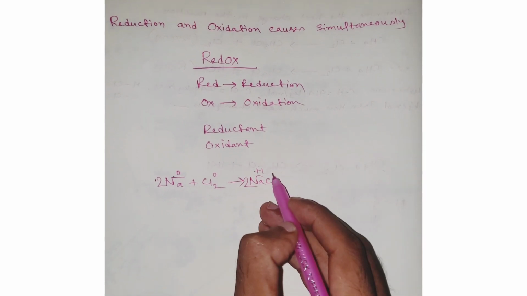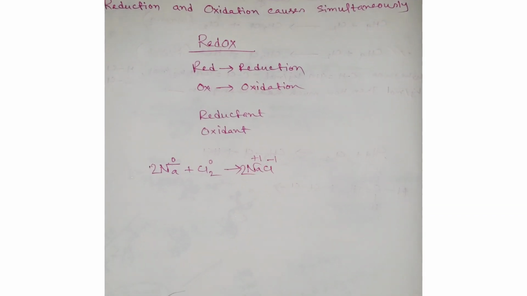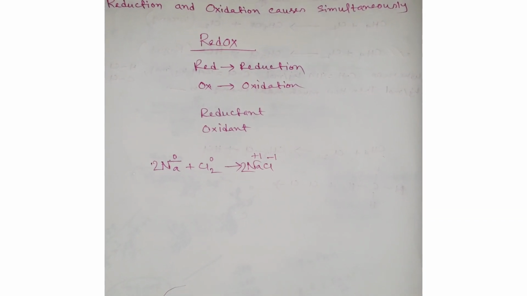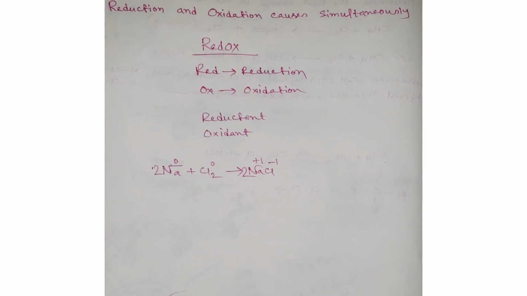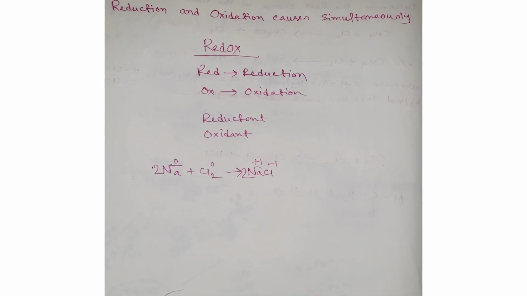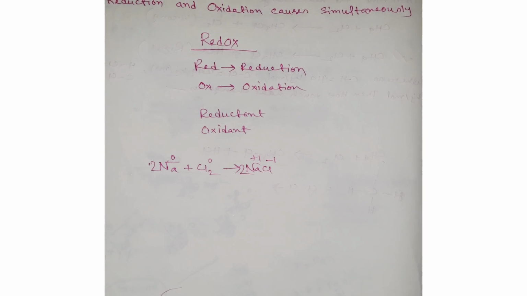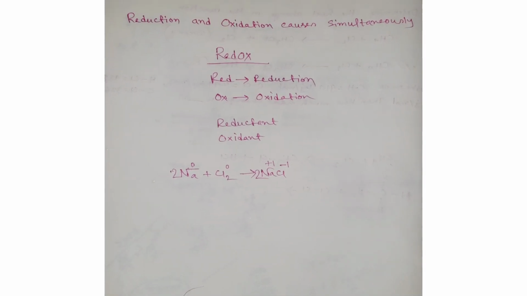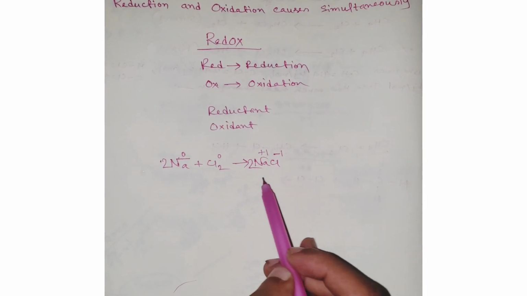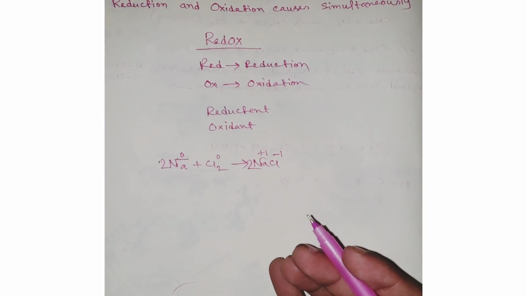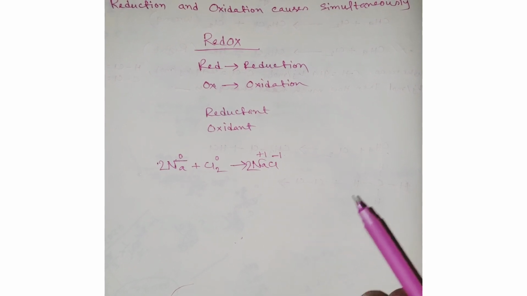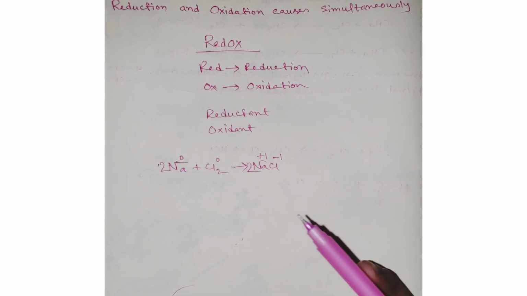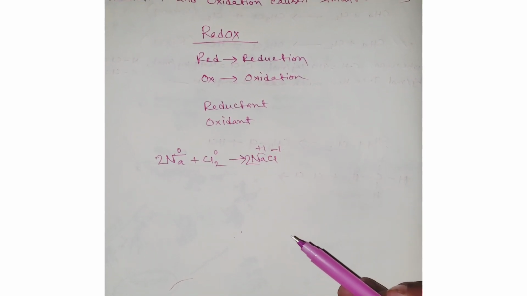And chlorine has a tendency to receive or accept another electron to fulfill its octet in the last electron configuration. So it will receive. Two sodium atoms will donate 2 electrons, and 2 chlorine atoms will receive those 2 electrons.